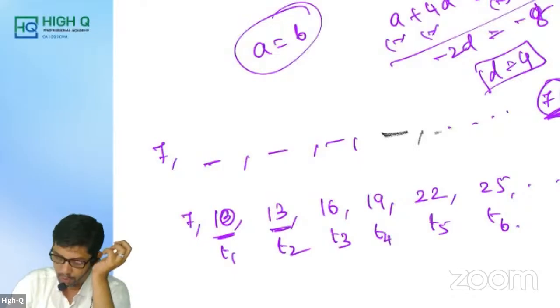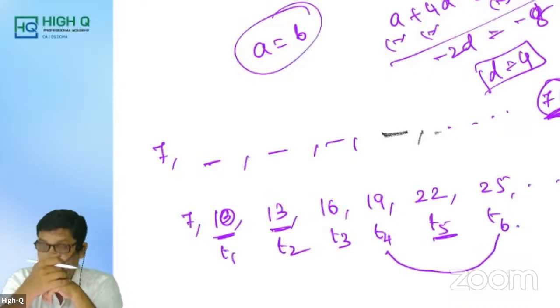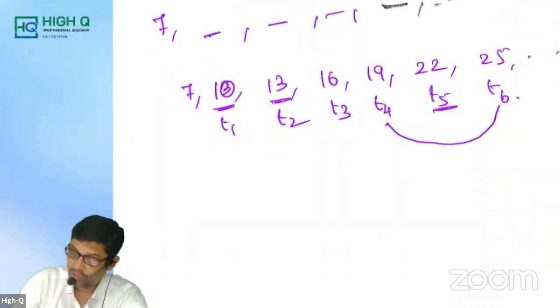Okay. Now, the fifth arithmetic mean is T4 plus T6 divided by 2. If you want to check, you can check it. 19 plus 25 divided by 2. What are you getting? 19 plus 25, 44, divided by 2, which is 22. So here, the fifth arithmetic mean is 27, is given.